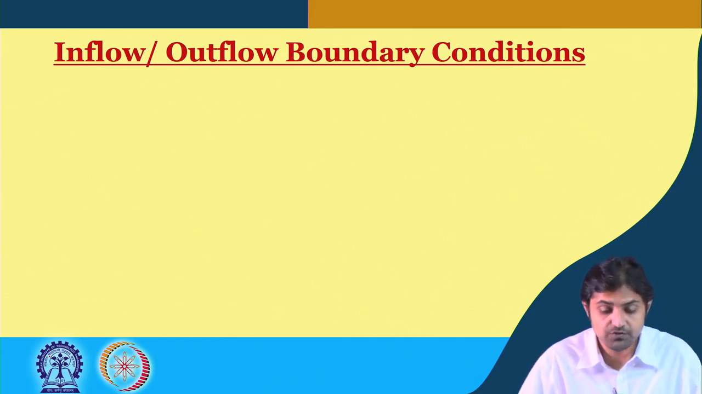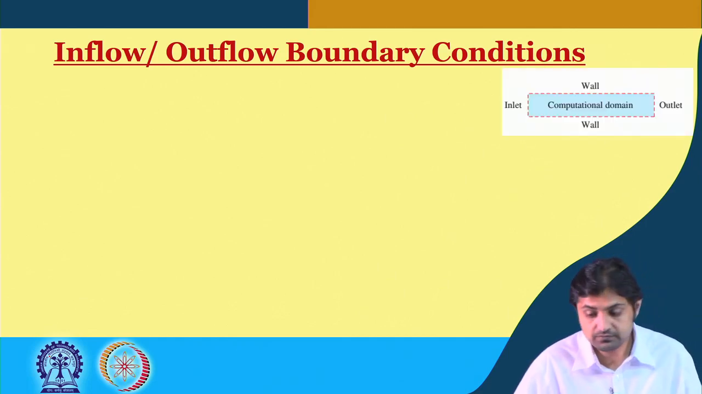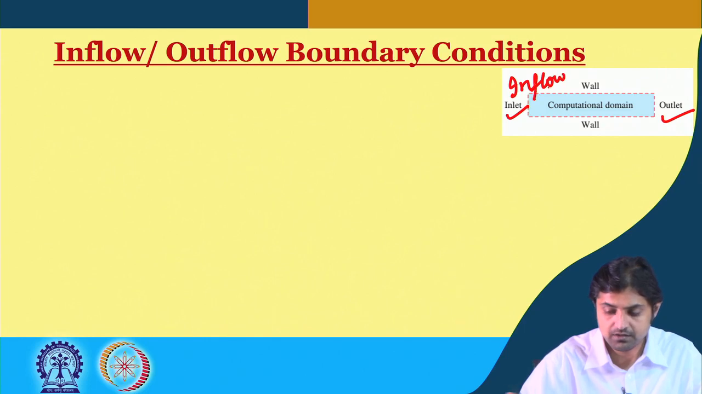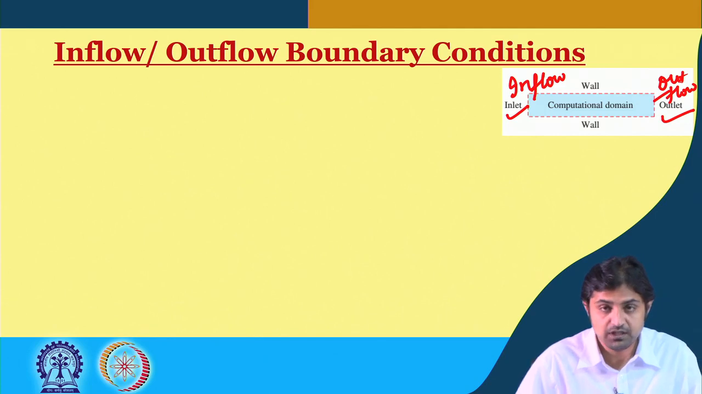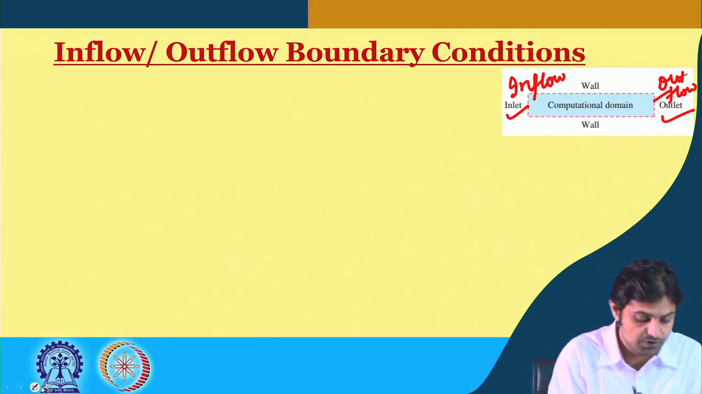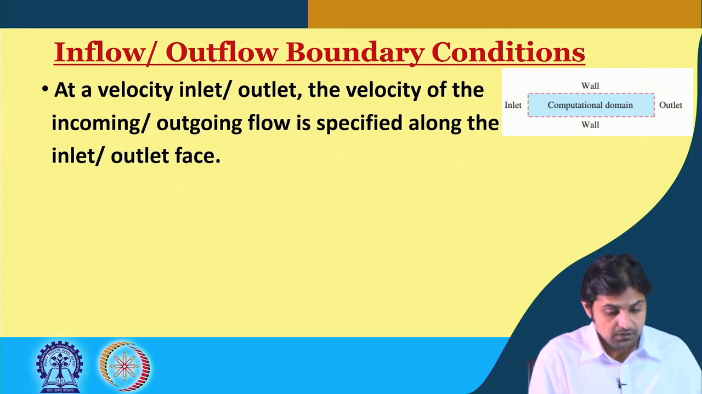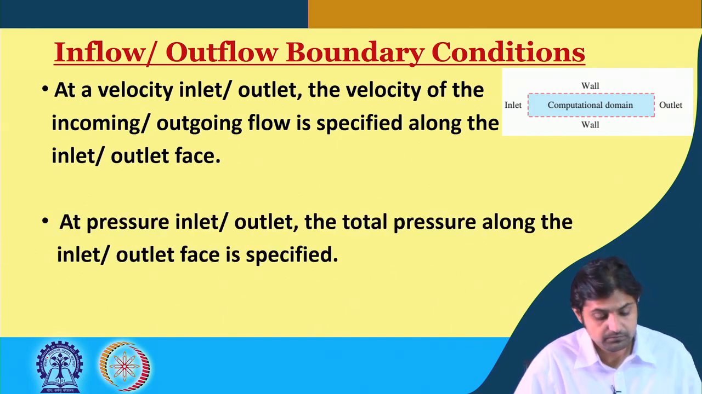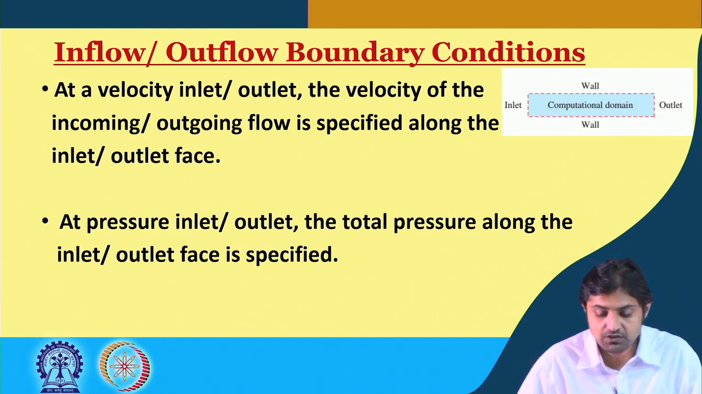Now talking about the inflow and the outflow boundary conditions. So you see this is inlet, this is outlet. From here the inflow will be there and from here outflow will be there. In means coming in and out means going out. So at a velocity inlet or outlet, the velocity of the incoming or outgoing flow is specified along the inlet or outlet face. At pressure inlet and outlet, the total pressure along the inlet and outlet face is specified.